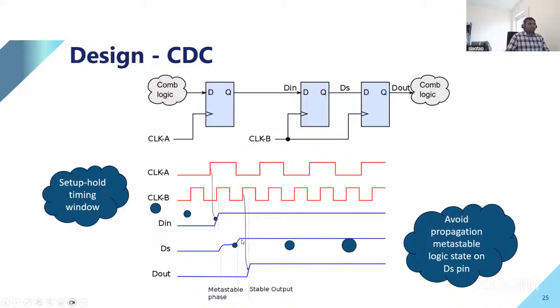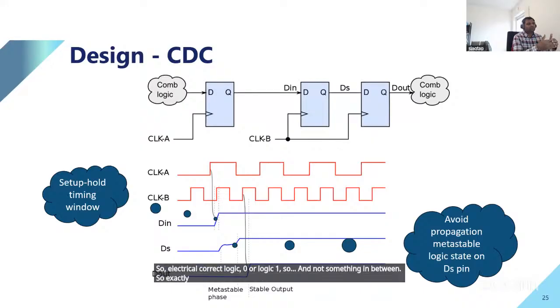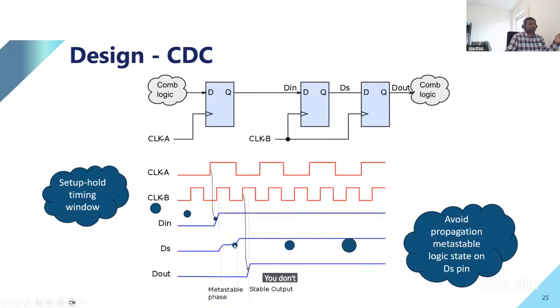So that you will sample a real logic value, so electrically correct logic 0 or logic 1, and not something in between, so exactly 50% of VDD. You don't want to sample that. So people add this double flop, they call synchronizer.